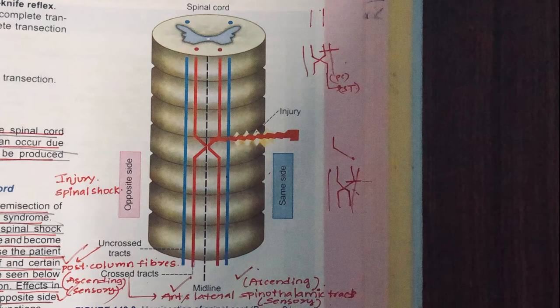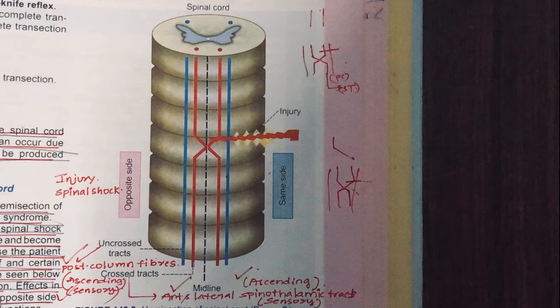So here there's an injury, which is the hemisection of the spinal cord, which can occur due to injury where the spinal shock is very immediate. On the injury side, you can see that the posterior column fibers are cut and the spinothalamic tracts of the opposite side are cut. So below the level of the lesion, you lose the sensations of the posterior column fibers, and on the opposite side you lose the sensations of the spinothalamic tracts.